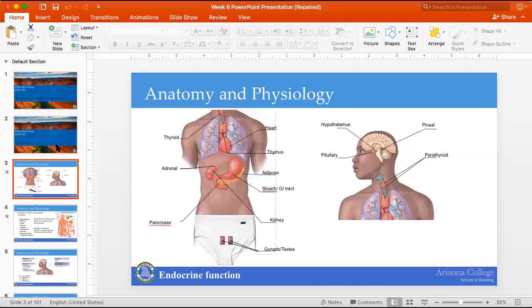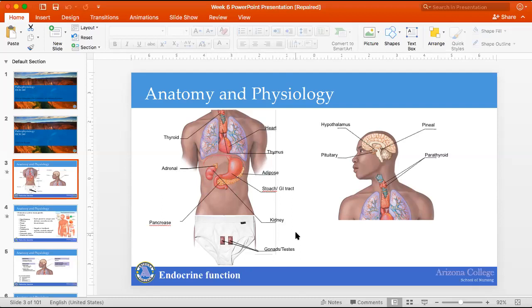Now, some of the anatomy of the endocrine system. You can see here that there are various regions throughout the body that have endocrine function. Just above the kidneys, you have what they call the adrenal gland, the pancreas, and the kidney itself. Adipose tissue, or fat tissue, also has some function as an endocrine gland. You see here the gonads or testes.